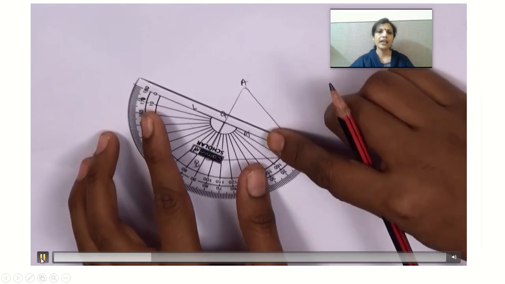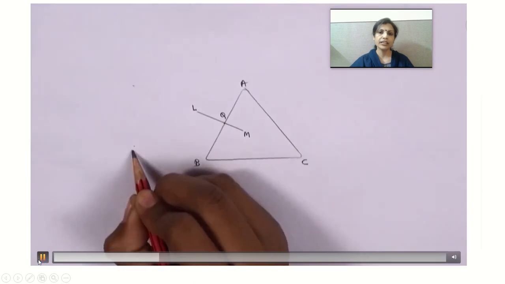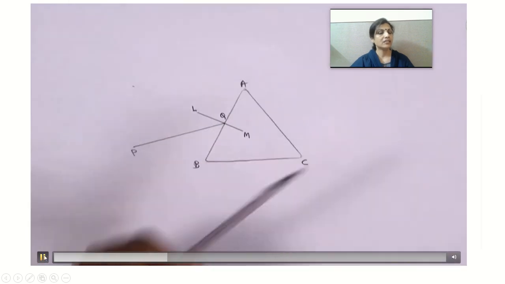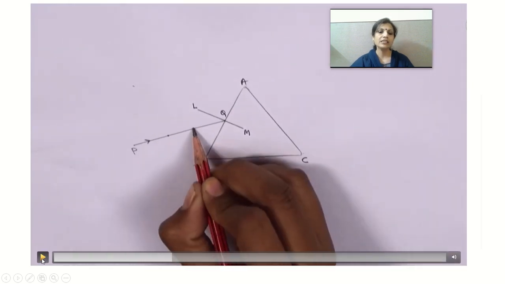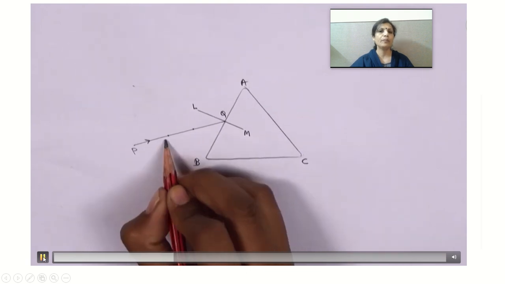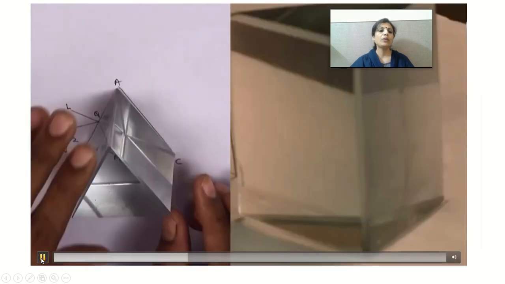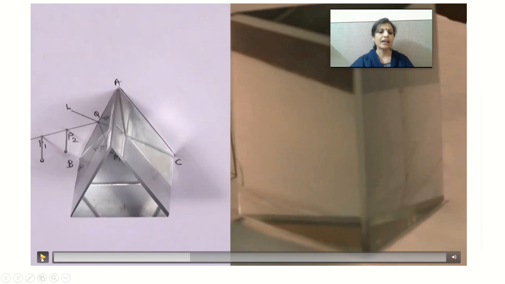Now we will take an angle of 30 degrees from the normal and draw a line, and this we will consider as a ray of light, and this ray of light is the incident ray. Now on this incident ray we will put two pins and name these two pins P1 and P2. After that we will keep our prism in place.